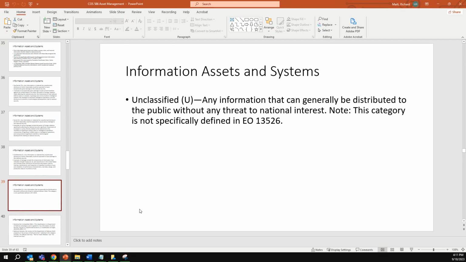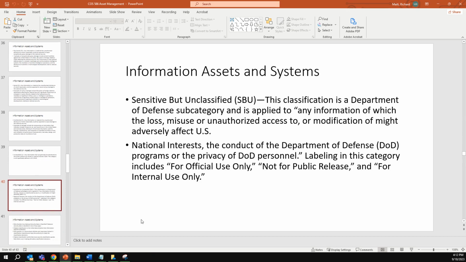Unclassified is any information that can generally be distributed to the public without any threat to national security. You'll see older top secret documents that are declassified or unclassified. You can see these. Sensitive but unclassified is a Department of Defense subcategory applied to any information whose loss, misuse, unauthorized access to, or modification might adversely affect the United States.